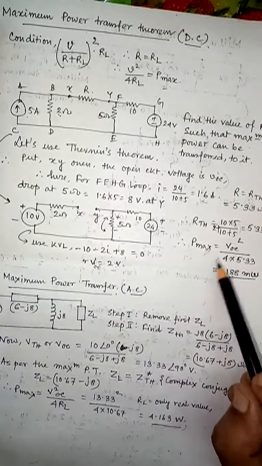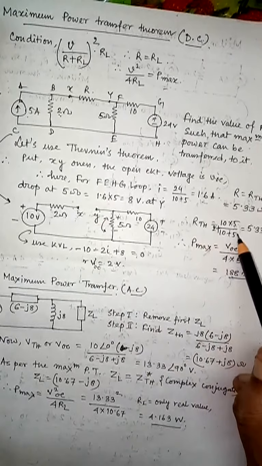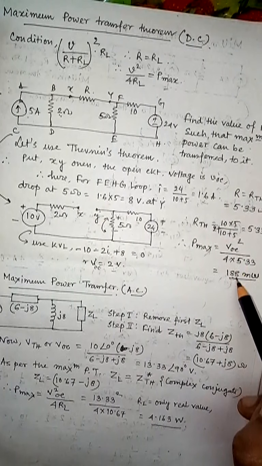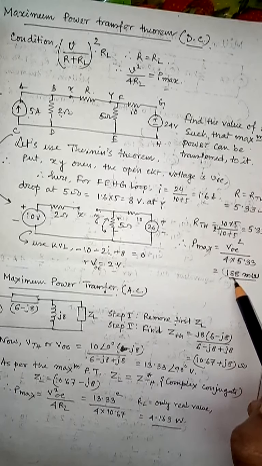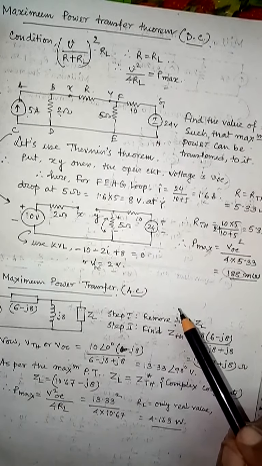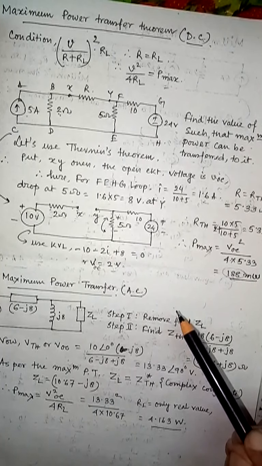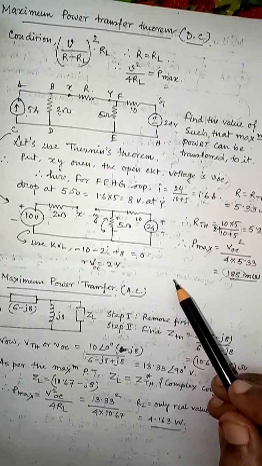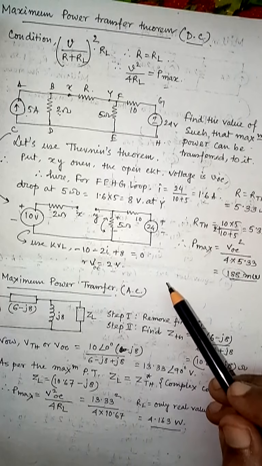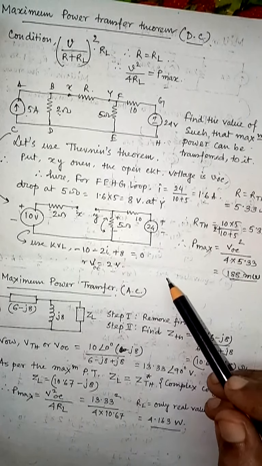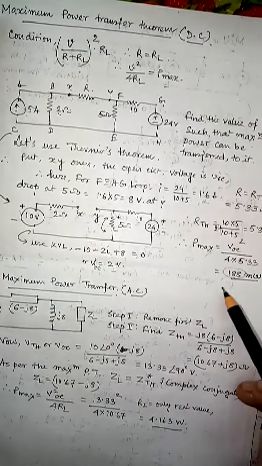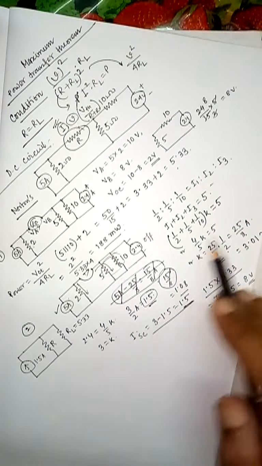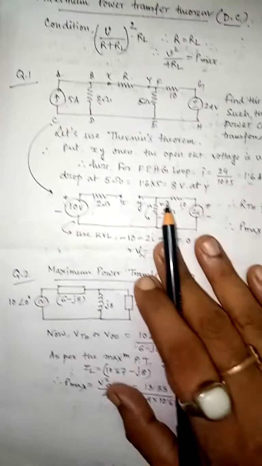So I have just applied this one, RTH, I have calculated out, plus 2 is 5.33, and P max VOC by this, so it is same answer, 1.88 milliwatt. So again I am saying that whatever the method you are following, whether it is nodal analysis or mesh analysis or KVL or KCL or Thevenin's and Norton's, anything else, the answer must be the same. Here again I have proved it by my method, and there in this copy what I have shown, both methods are having the same answer.